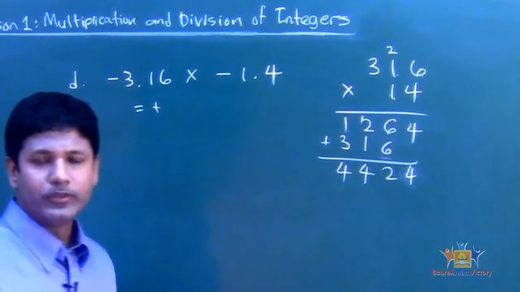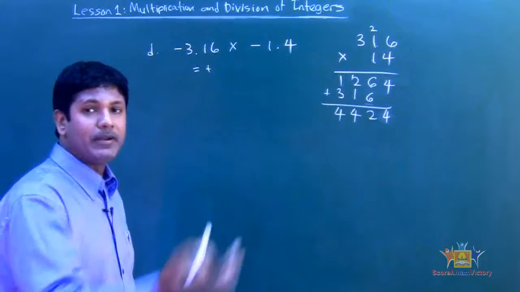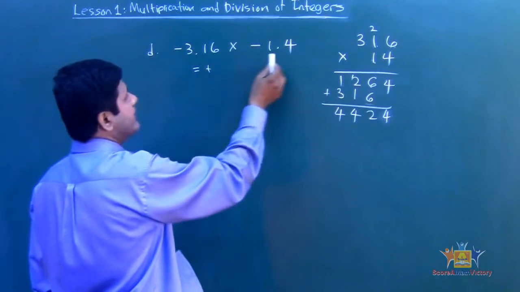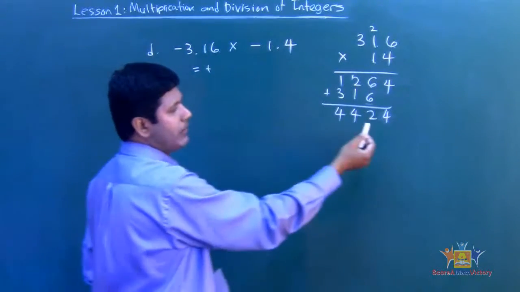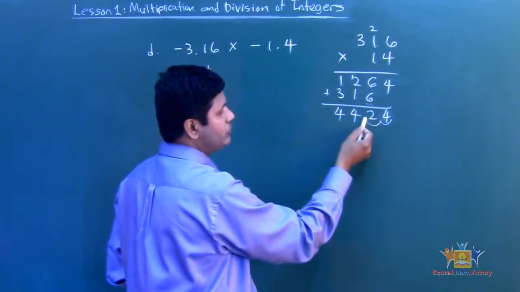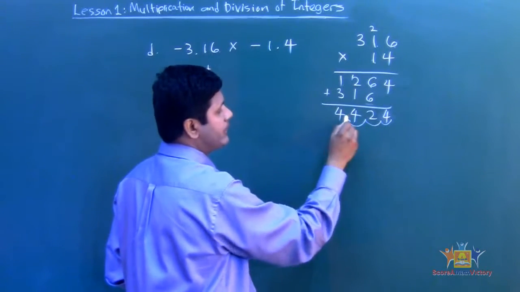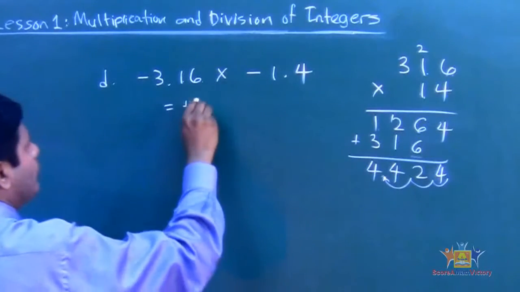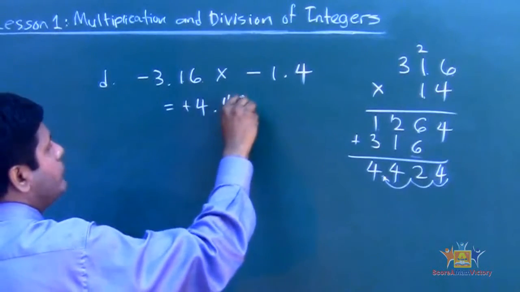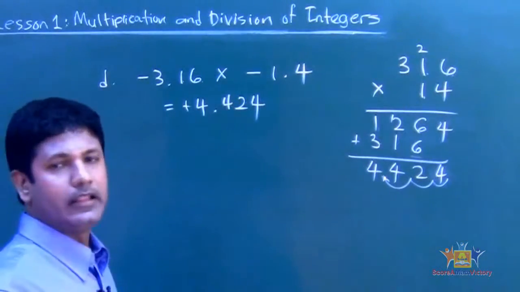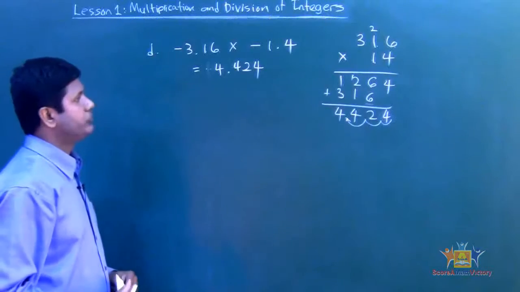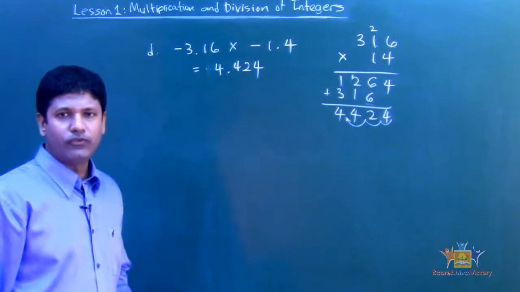And then what do we do? Forget now, remember later, we're going to bring the decimal back. How many numbers are behind the decimal? 1, 2, 3. Counting from the back, 1, 2, 3, right there. That's how I'm going to put the decimal, okay? So that becomes 4.424. And then you can just drop the plus. You just put 4.424, all right?